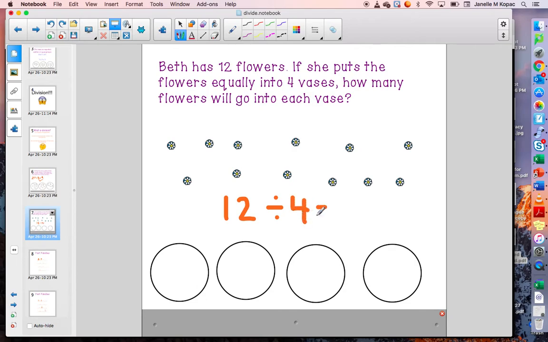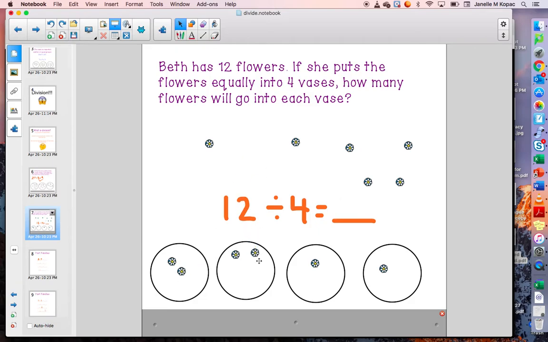Now, you might remember from multiplication that 4 times something equals 12. And if you remember that math fact, it's going to help you solve this problem. But if you don't remember, that is why we have this strategy of making the equal groups. So I'm going to sort the 12 flowers. Here's 6, 7, 8, 9, 10, 11, 12.